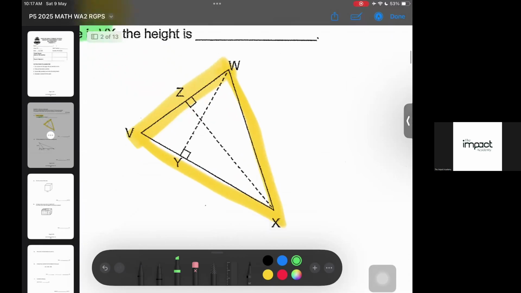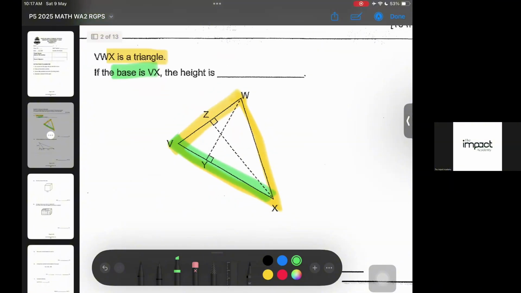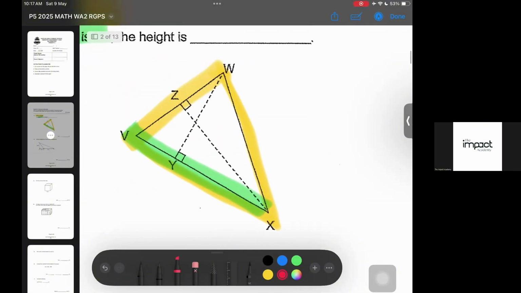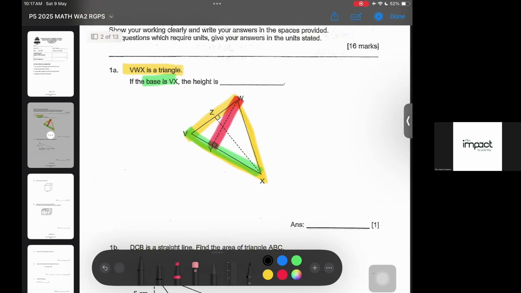So I go in here, I look at VX. Where is VX for the base? If this is the base, what is my height? WY. Very good. Why is it WY? Because you have to make sure that it is a right angle. Very good. So that's the reason why your answer for this question is WY. Okay, and that's how you would do a question like that.